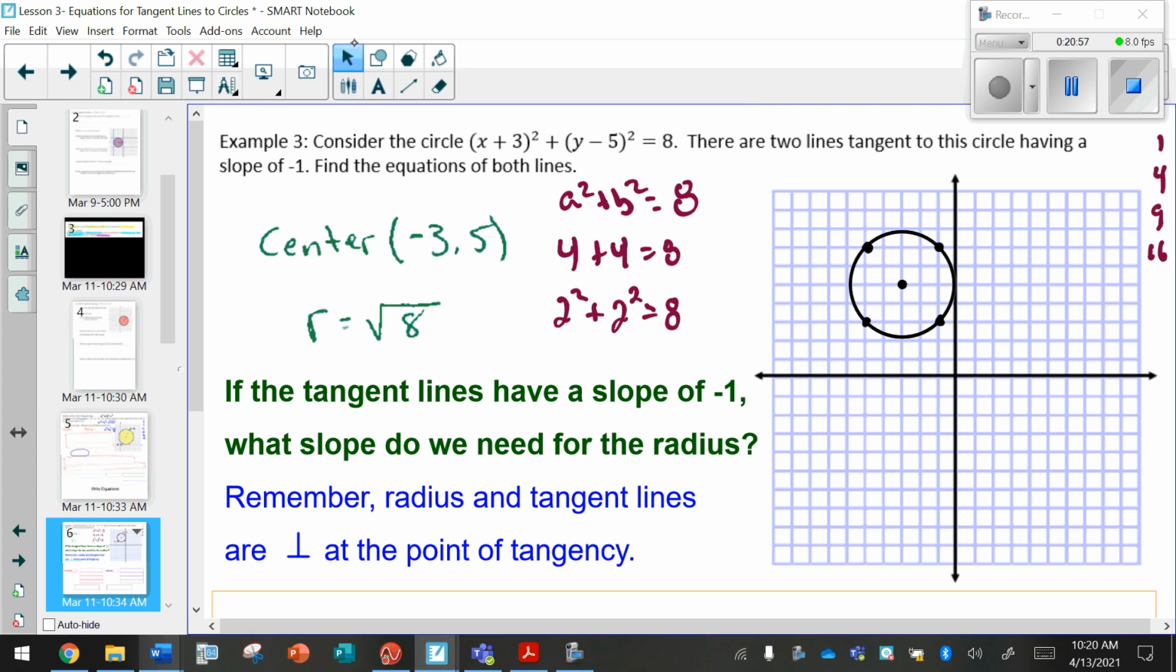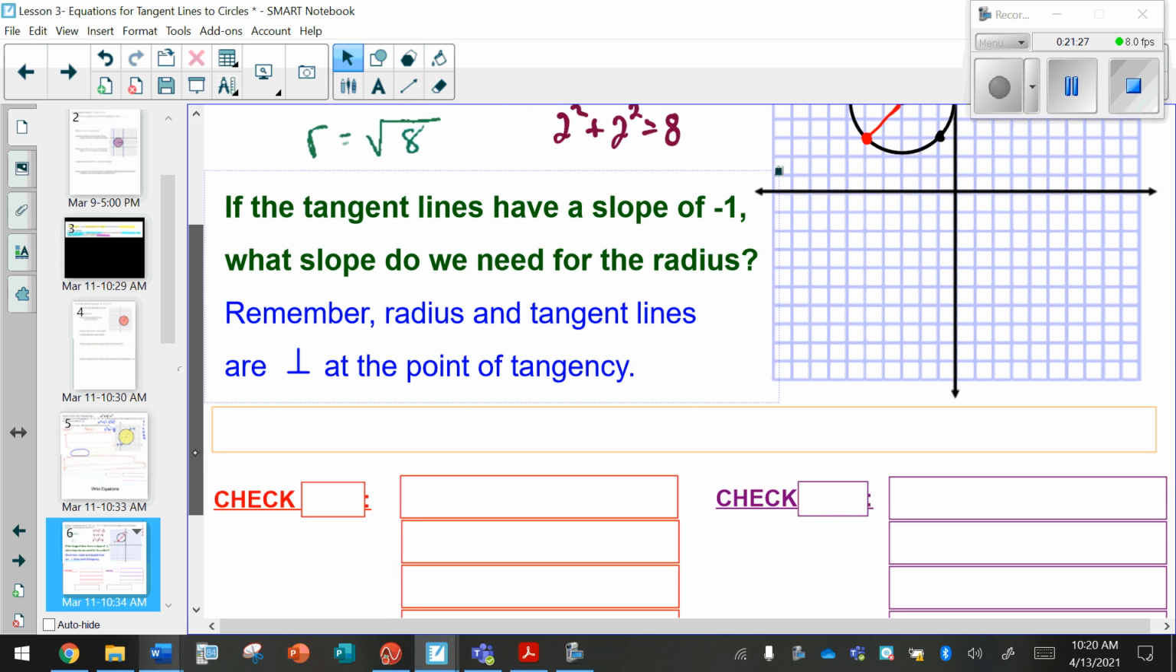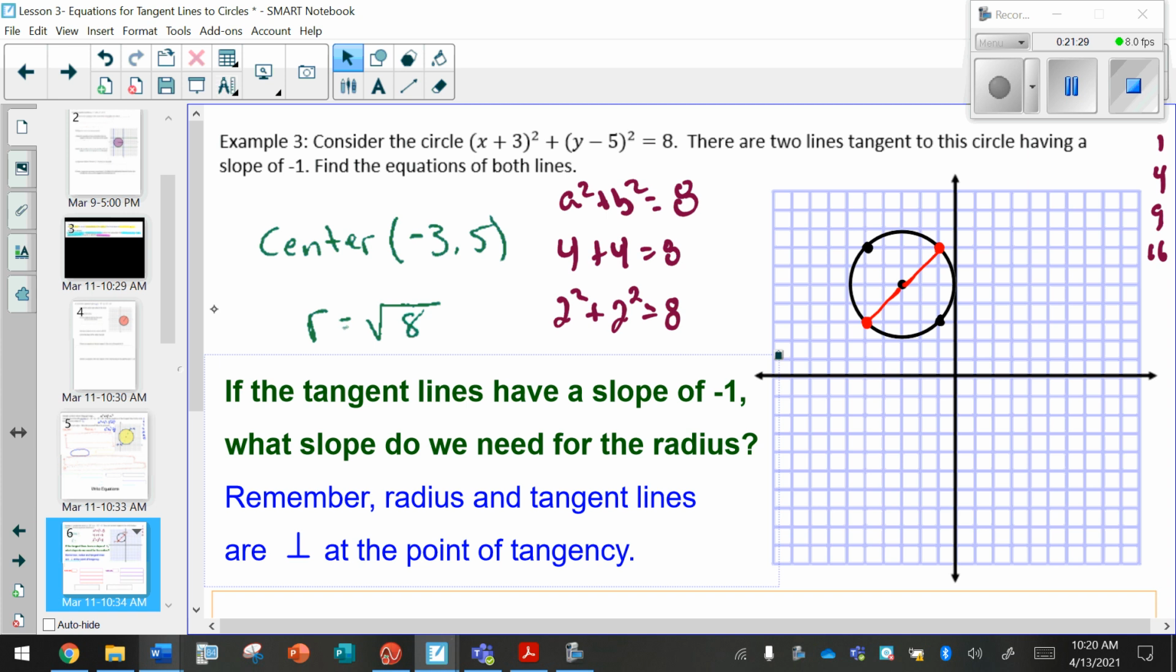And so since our tangent lines have a slope of -1, I'm going to use the graph to figure out the radius slope of +1, where that radius might intersect the graph. That way our tangent lines will be perpendicular to our radius. So if the tangent lines have a slope of -1, then the slope we need for the radius is +1. And since the radius and tangent lines are perpendicular, we are going to use what we did with our slopes to find potential points.